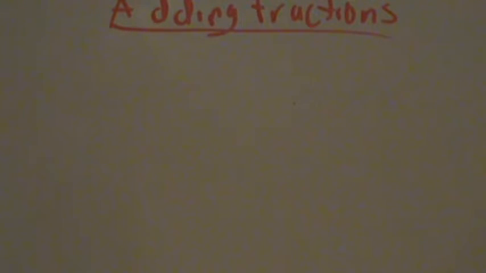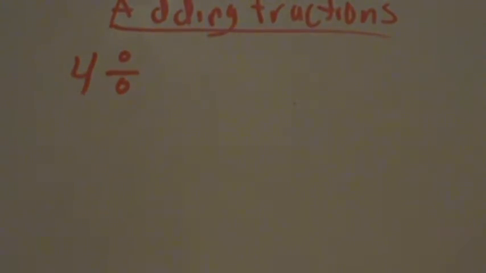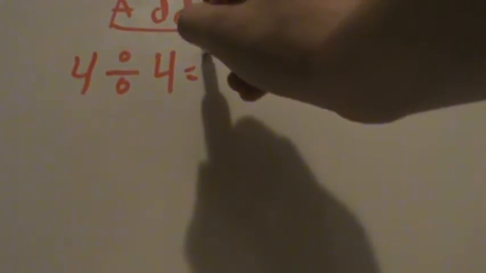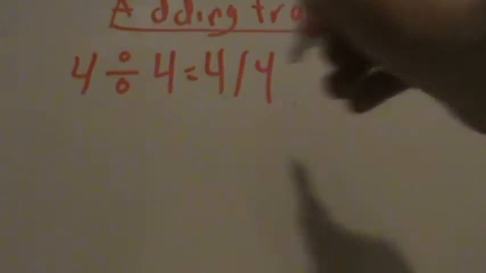So basically a fraction is a division of two numbers, right? This goes back to our dividing video. Let's say 4 divided by 4. I keep on doing the percent sign. But anyway, 4 divided by 4 is equal to 4/4. And this is how we basically represent fractions, in this form.